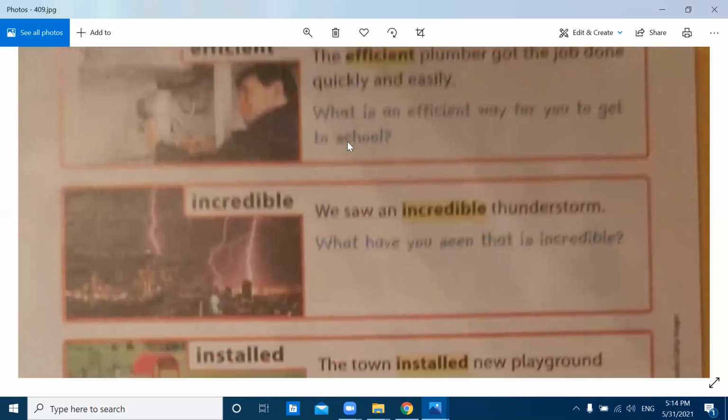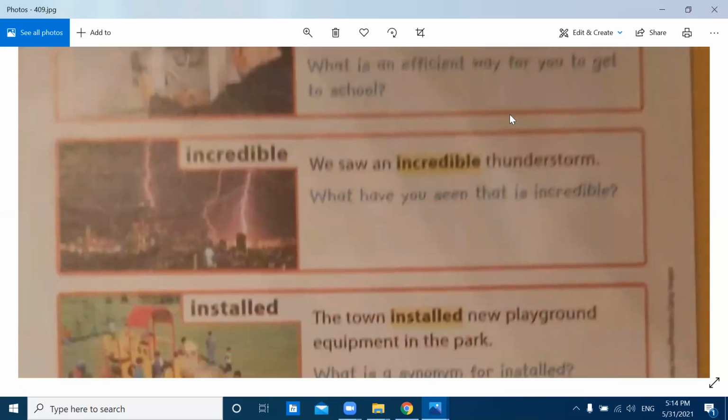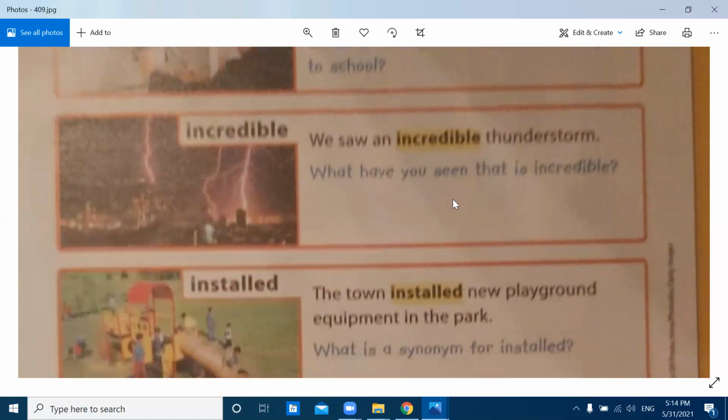Incredible. We saw an incredible thunderstorm. Incredible means that something is amazing, wow, fascinating, astonishing, surprising, shocking, incredible. Like it's above and beyond your expectations, what you think would happen.